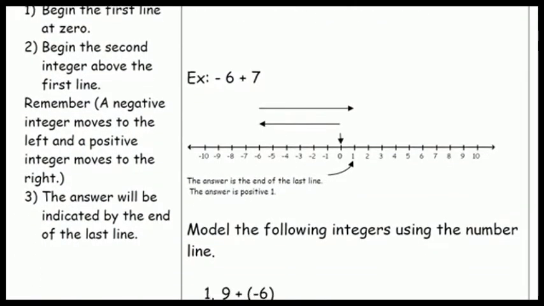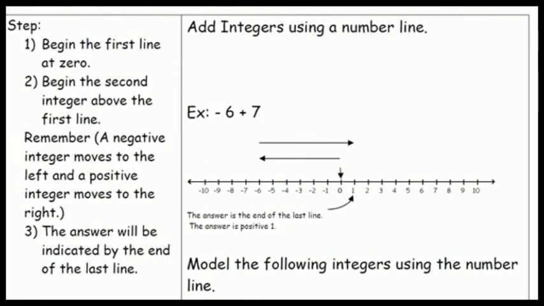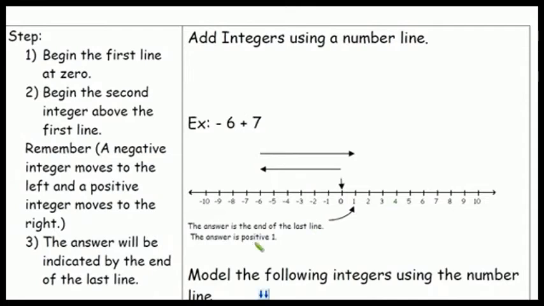And now, when we have a number line, we have to always, always, always begin at 0. That's very, very important. So I'm going to highlight for you. Always begin at 0. First line at 0, because the first line has to be the first number. Now we always begin here at 0. The next thing we have to do is draw the first line.